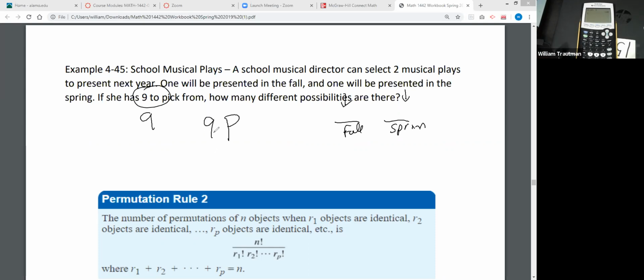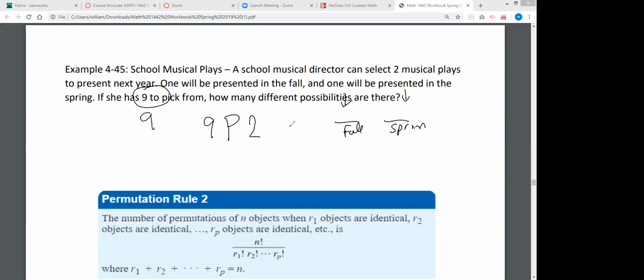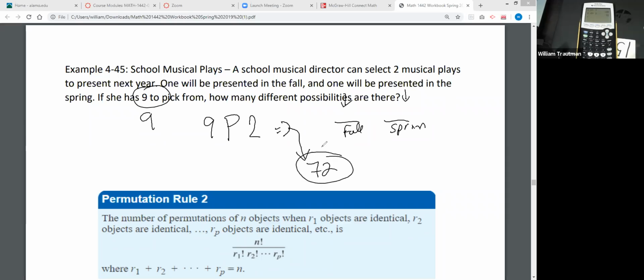We have 9 total plays to pick from, but we're only going to pick 2 of them. So on our calculator, we're going to do 9, permutation, math, arrow over, pick 2. Out of the 9 plays, there are 72 different possibilities. So 9P2 equals 72.